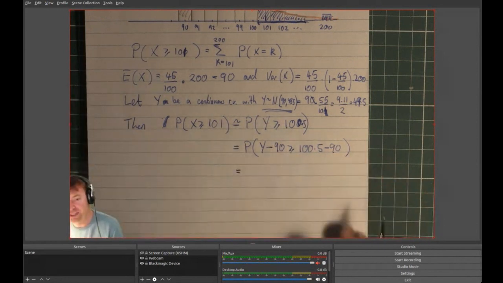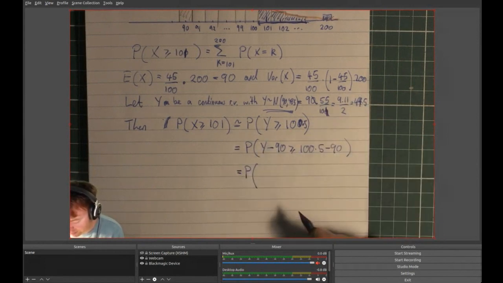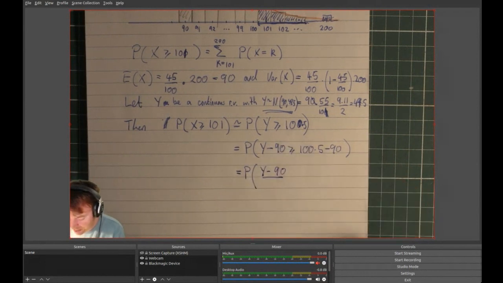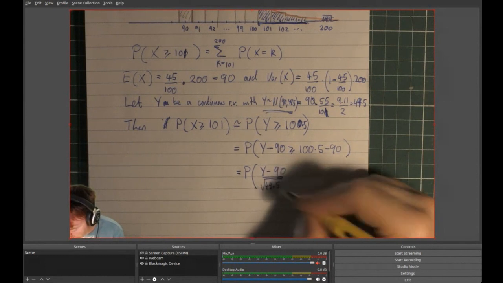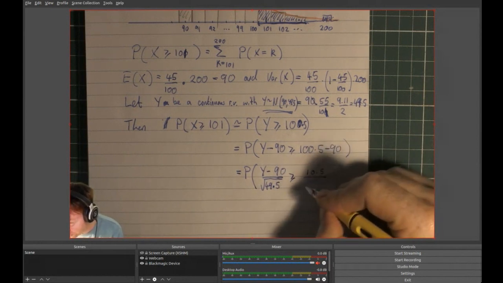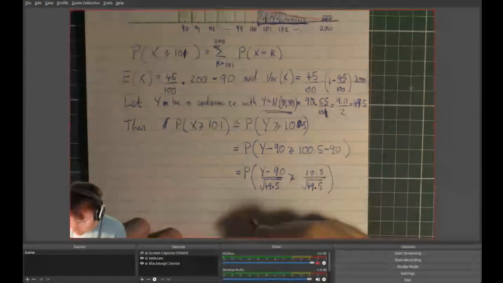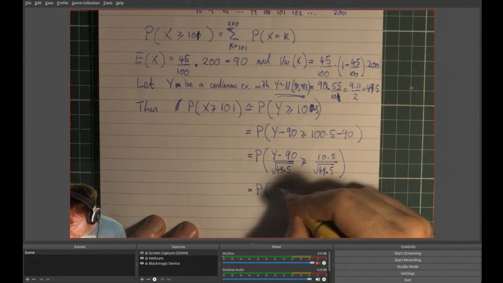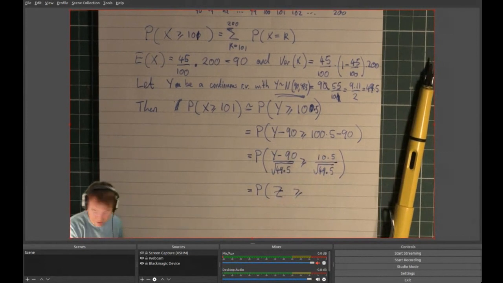But it still doesn't have the right shape, it still doesn't have the right variance. To get that, you need to divide by the standard deviation. So this will be y minus 90 divided by the square root of 49.5, which will be bigger than or equal to 10.5 over the square root of 49.5, which is equal to, I'm going to write that as the probability that z is greater than or equal to, and I need my calculator for the next bit.